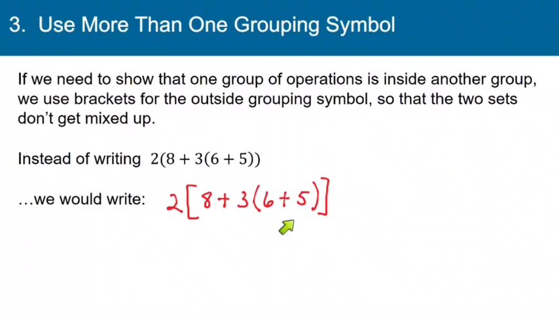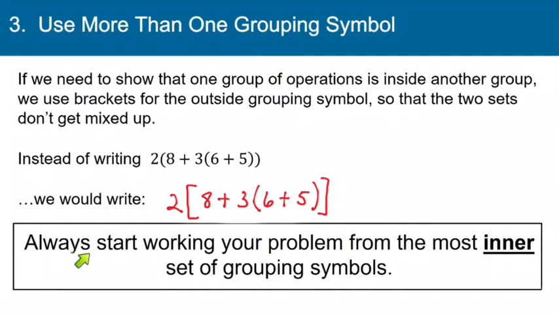Now, when you do have two different sets of grouping symbols like this, what you want to do is always start working your problem from the most inner set of grouping symbols, but we will still follow the same PEMDAS order that we've been following. It's just now we'll start at the innermost set of grouping symbols and work our way out.